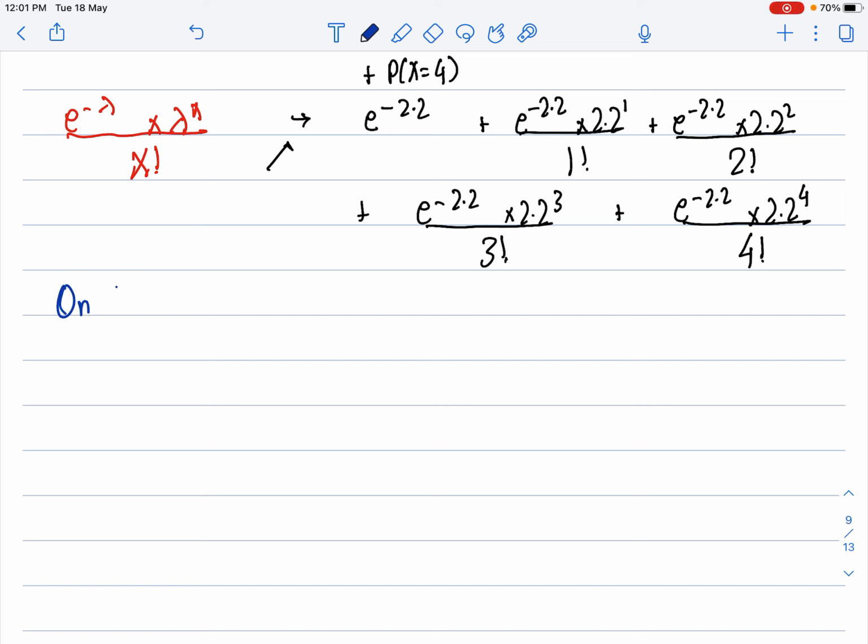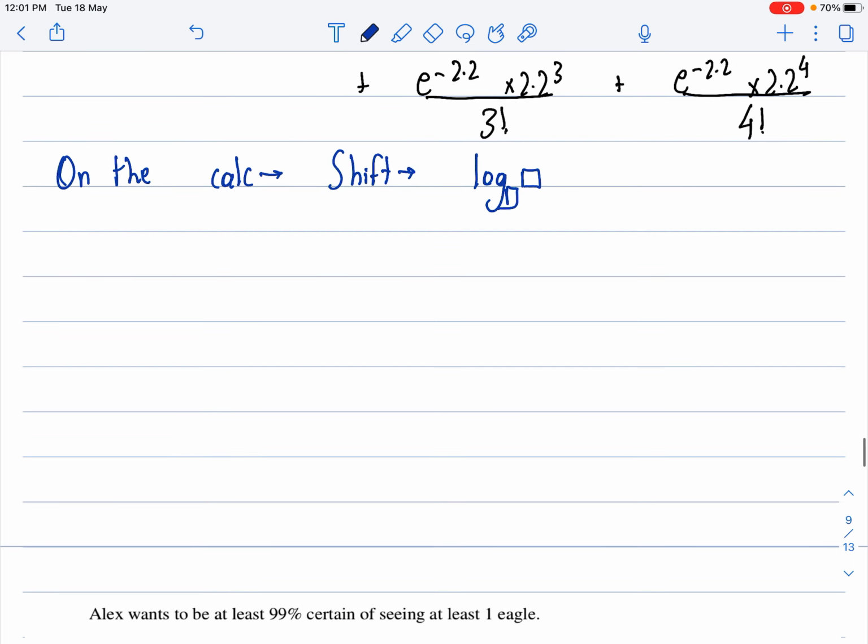So on the calculator, what you simply do is click on shift and click on the log button, which looks something like this. So on your display, you get something like this.